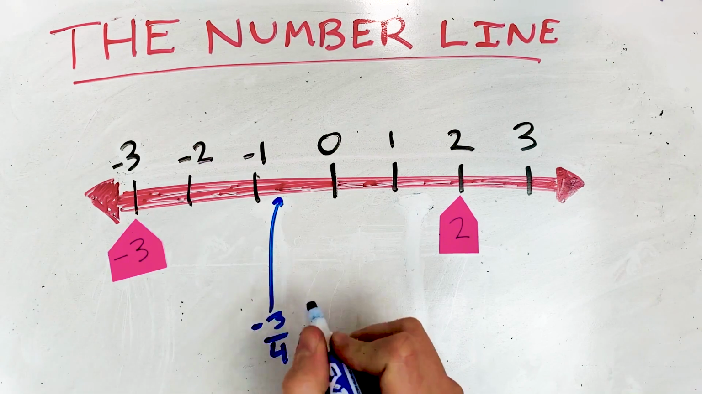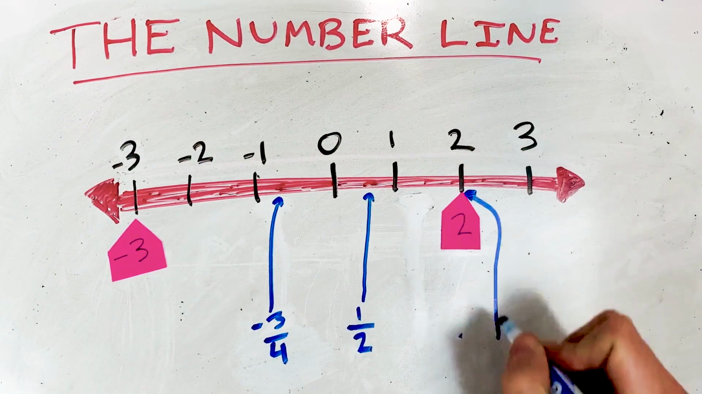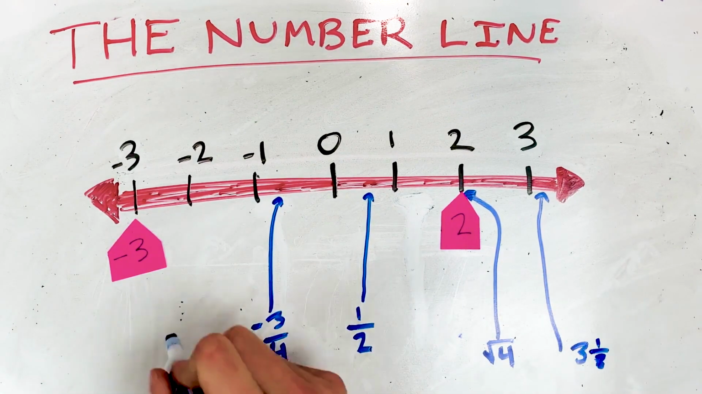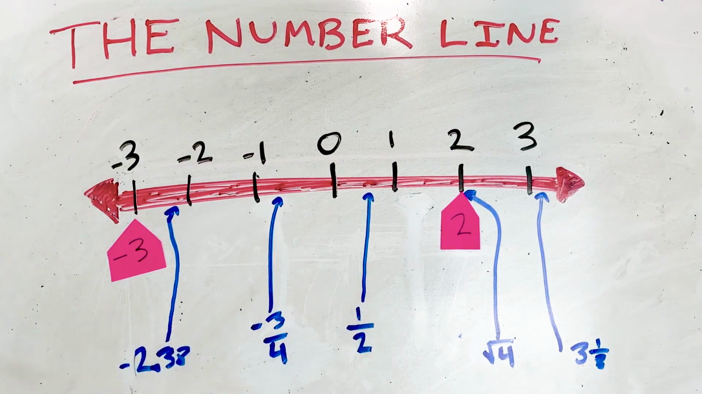And the number line isn't just for those pretty boy integers. We can also place fractions, decimals, and all other rational numbers on the number line. Hence, we can place 2.38, -3/4, 3 1/8, and all rationals in between.